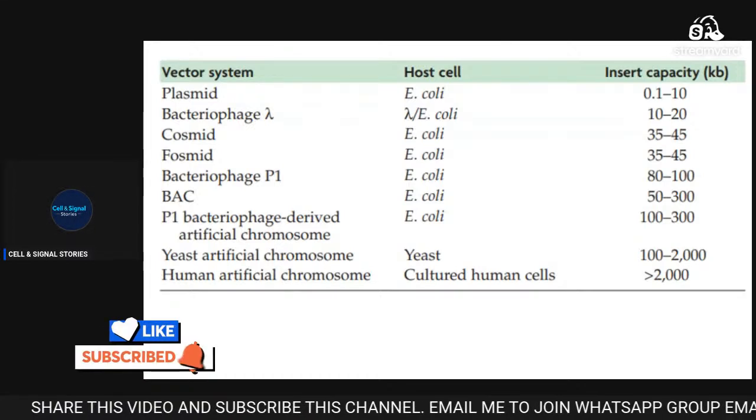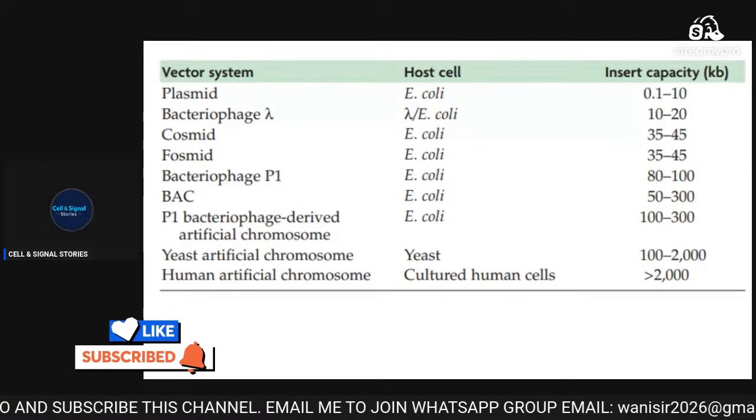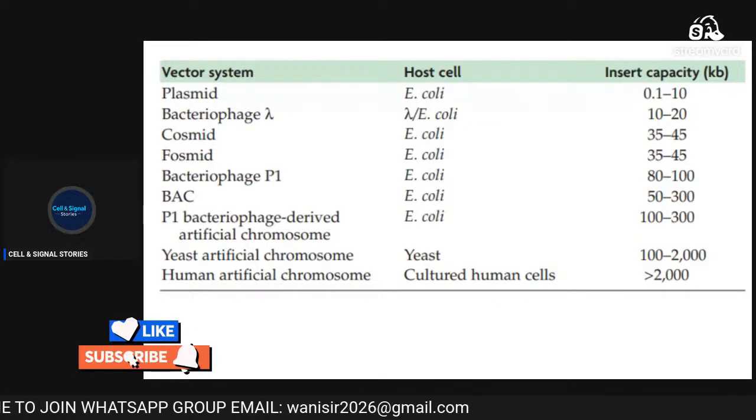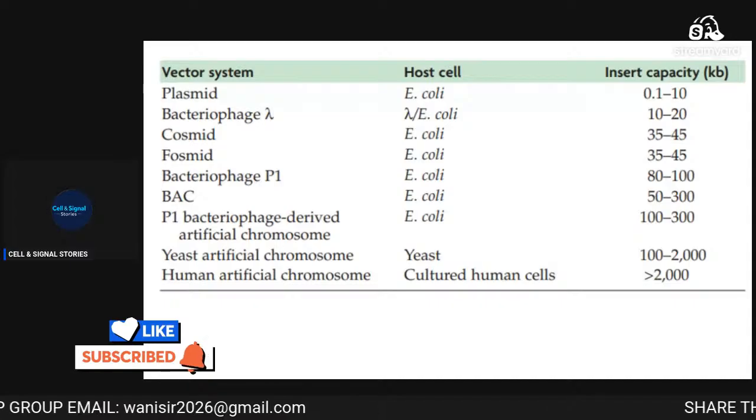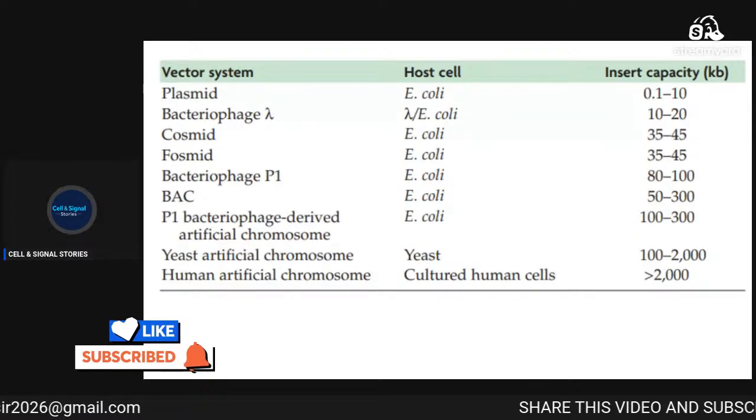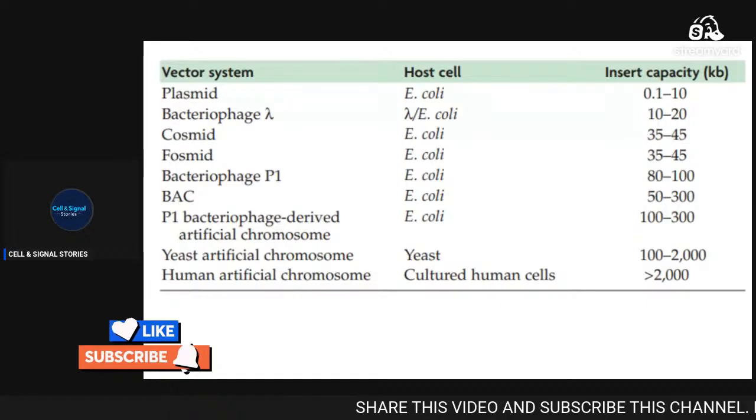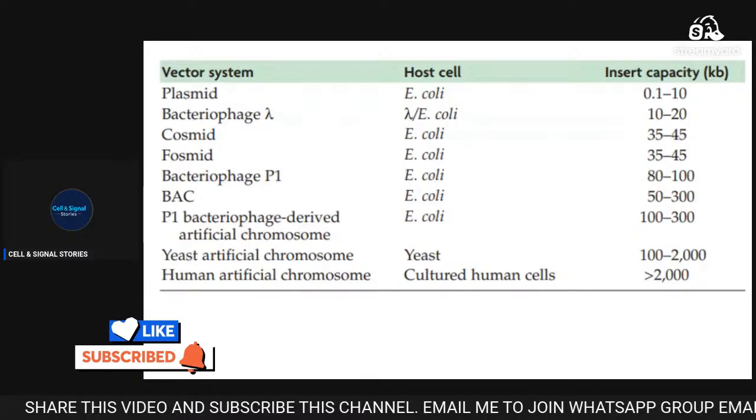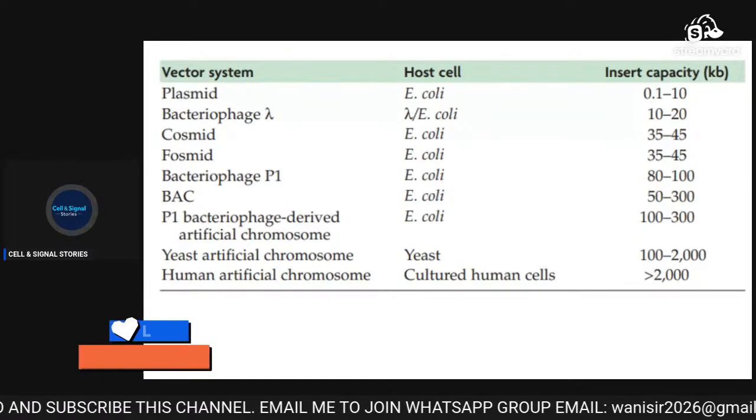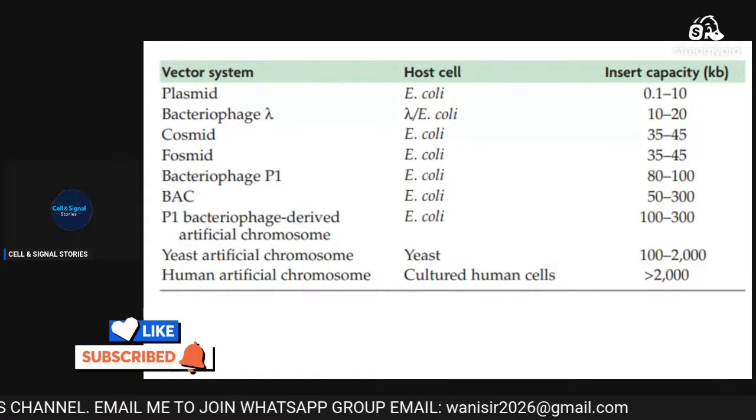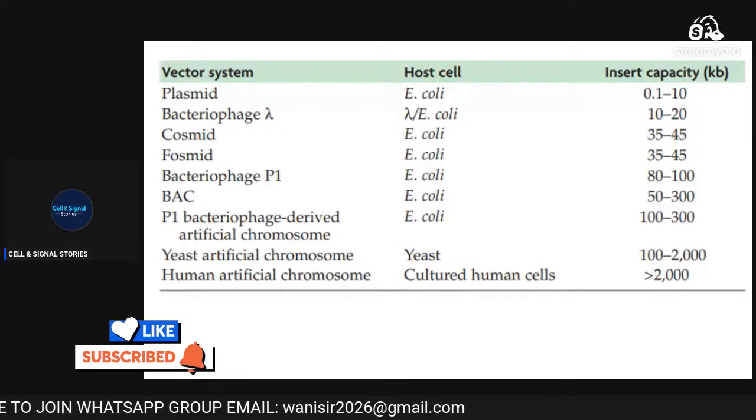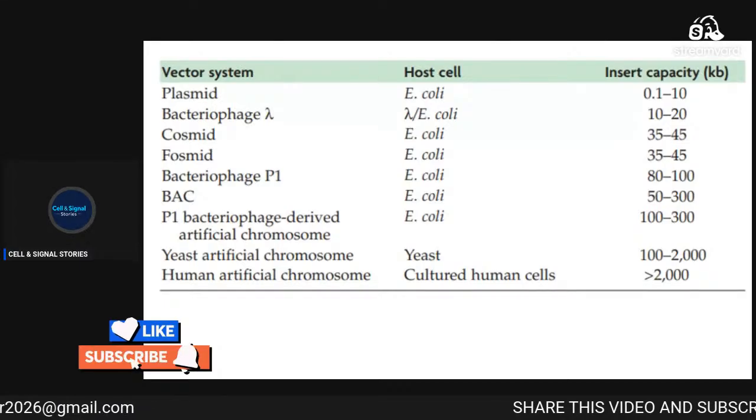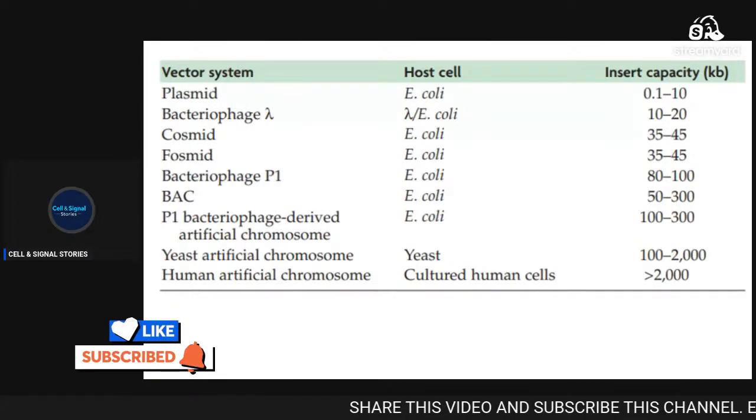If it is a bacteriophage, then the capacity is 10 to 20 kbs. If it is a cosmid, then it is 35 to 50 kbs. And for the fosmid, which has the F plasmid, the insert capacity is 35 to 45 kbs. And bacteriophage P1, also called the P1 artificial chromosome, has an insert capacity of 10 to 100 kbs.